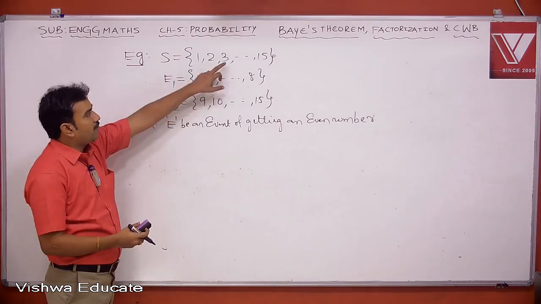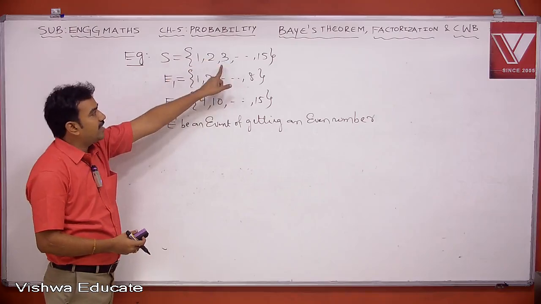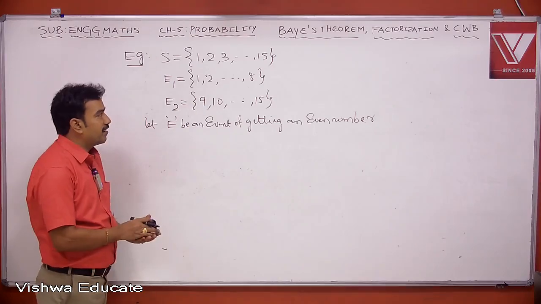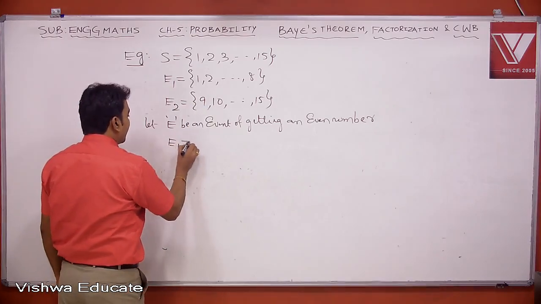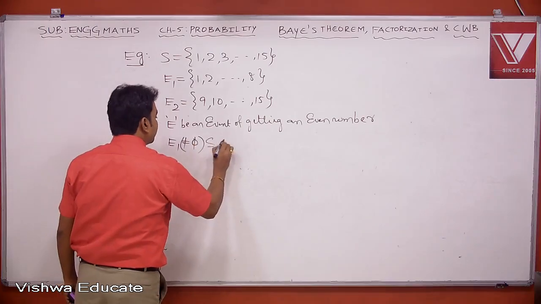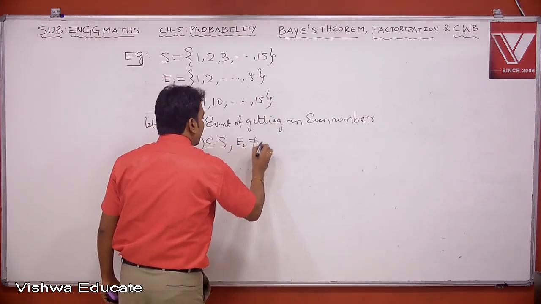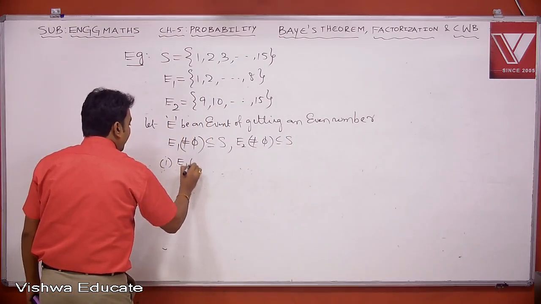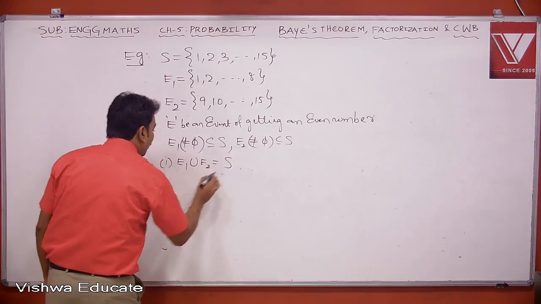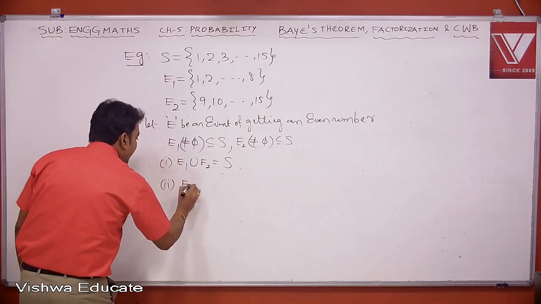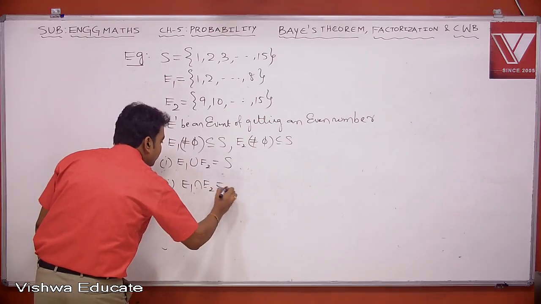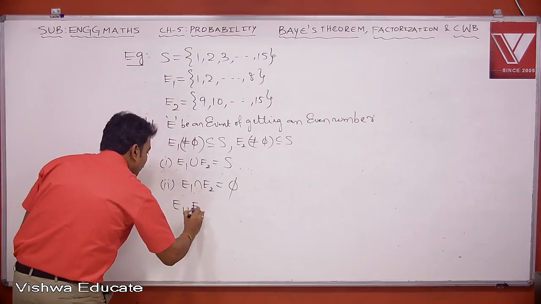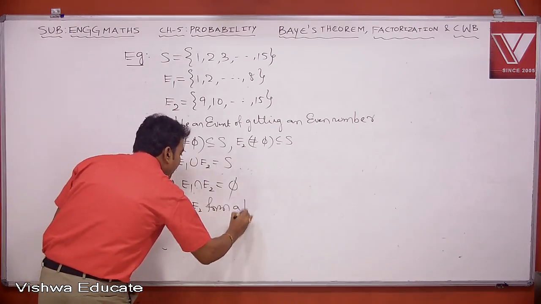So what is my original sample space? S is 1 to 15. E1 is numbers from 1 to 8. E2 is 9 to 15. Now E1 is a non-empty subset of S, and E2 is a non-empty subset of S, such that they satisfy the properties E1 union E2 equals S, and E1 intersection E2 equals phi. Therefore, E1, E2 form a partition of S.